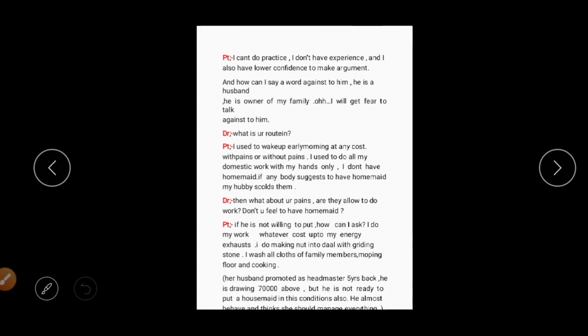But actually, her husband was promoted as a headmaster 5 years back. He is drawing above 70,000, but she is not ready to put a housemaid even in these conditions. He behaves and thinks she should manage everything. This is the husband's mentality. He is not interested in hiring a housemaid even now, at present also.